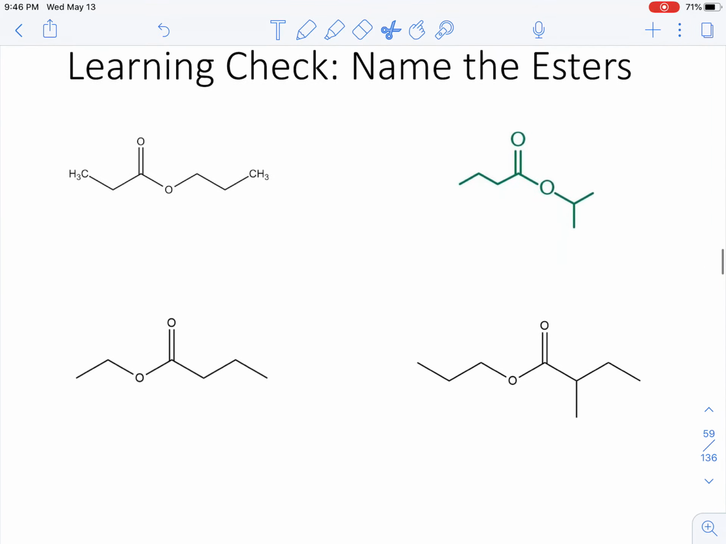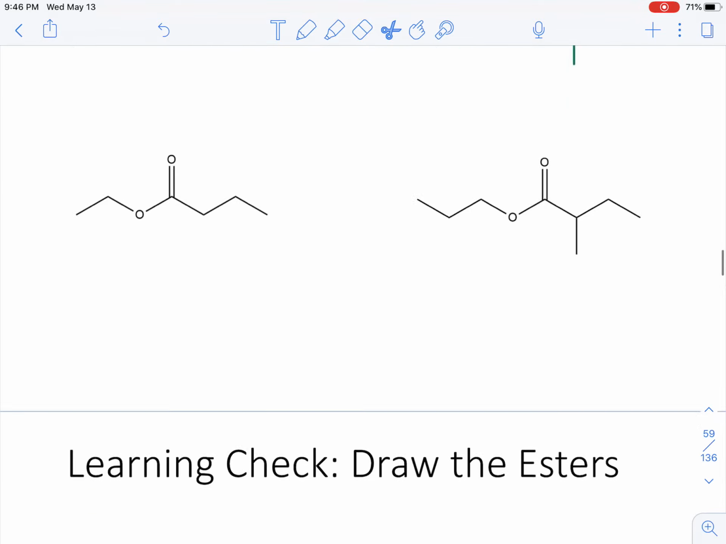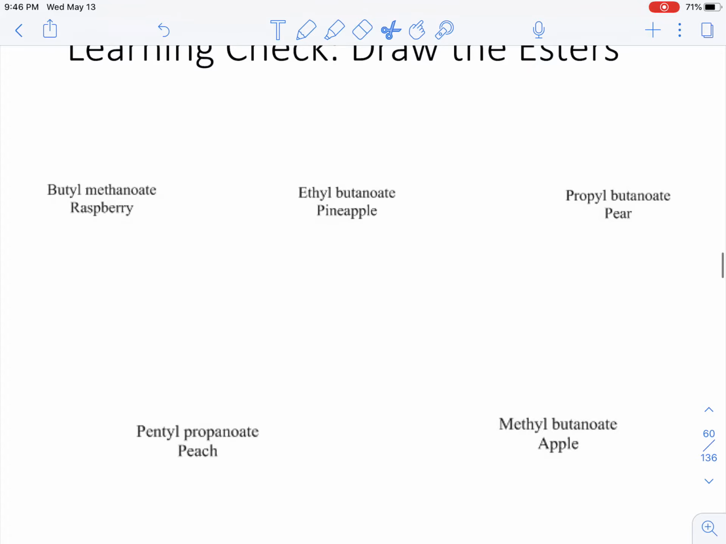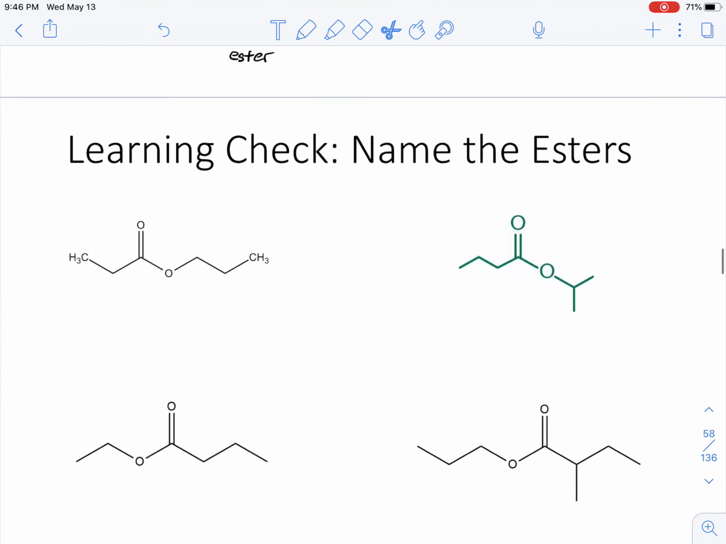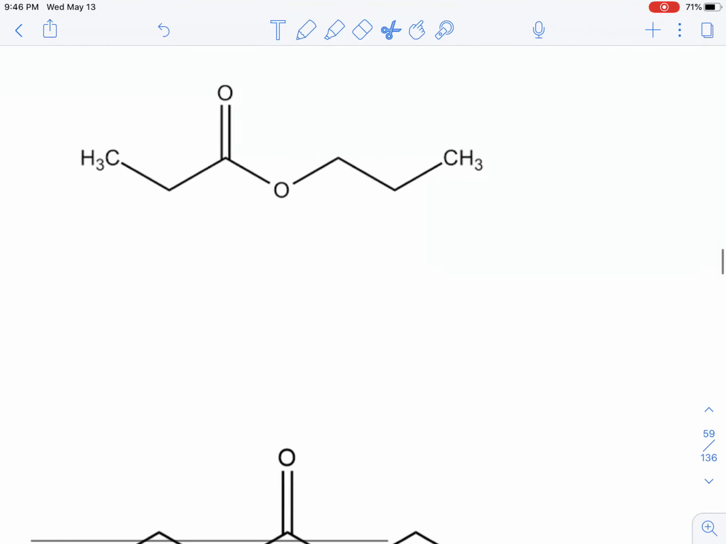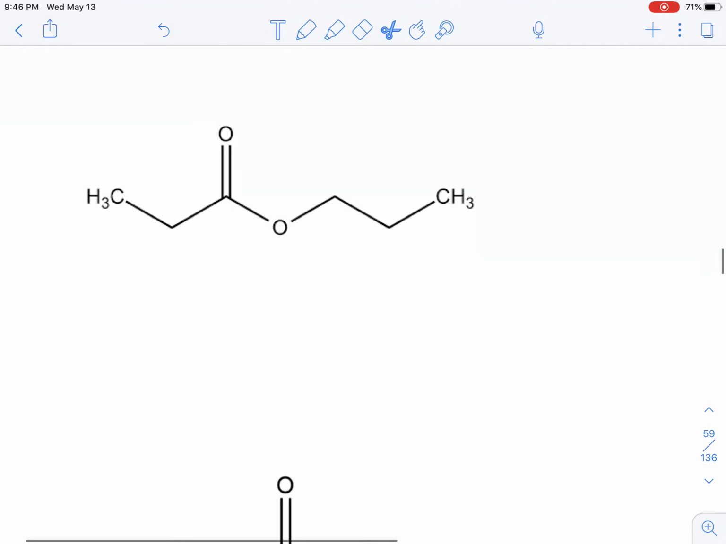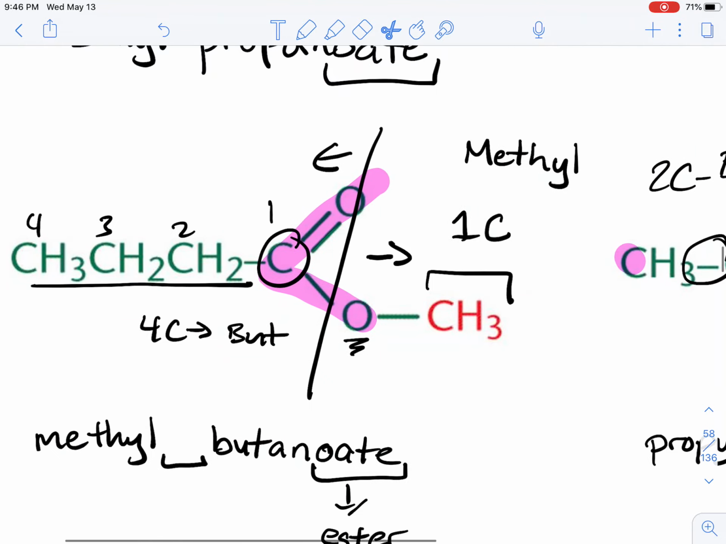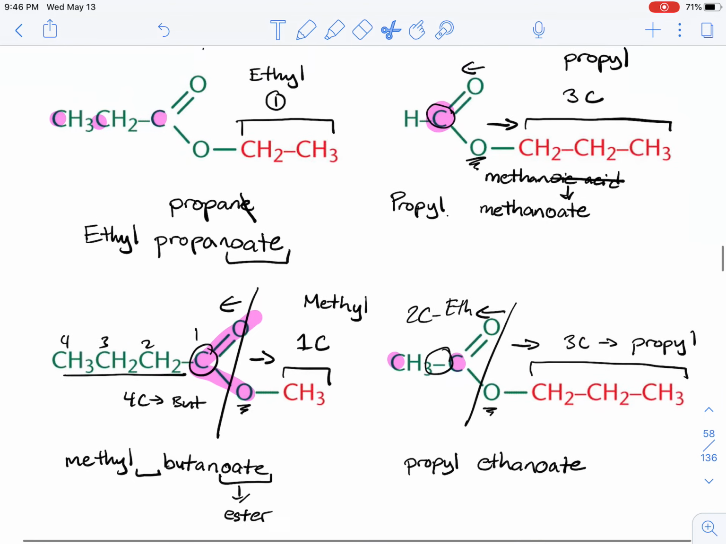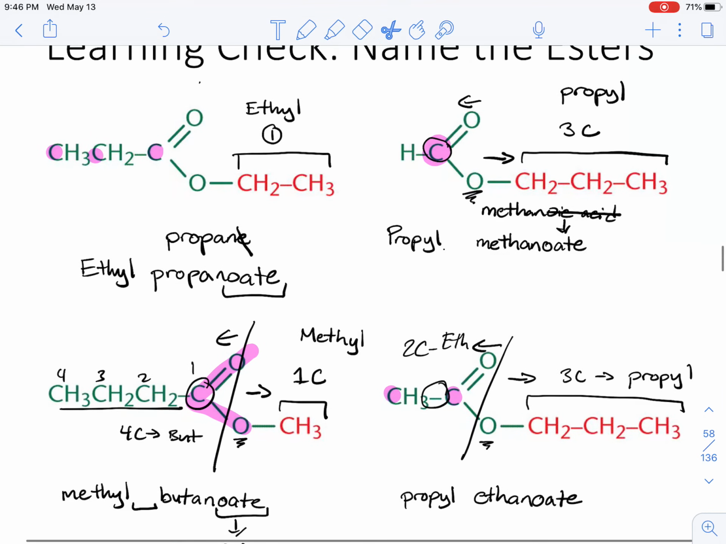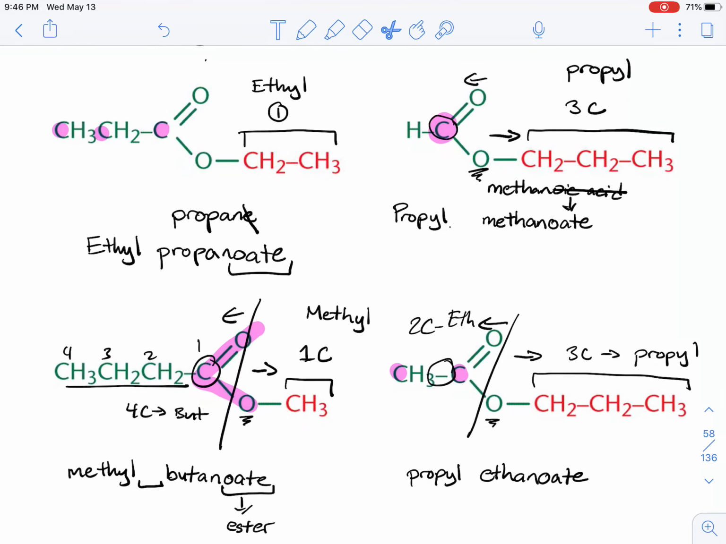Okay. All right, so let's go ahead and do 4 more, and then we're going to learn how to draw these esters from their name. And so in the previous examples, I've kind of highlighted all of the substituents with this red color.